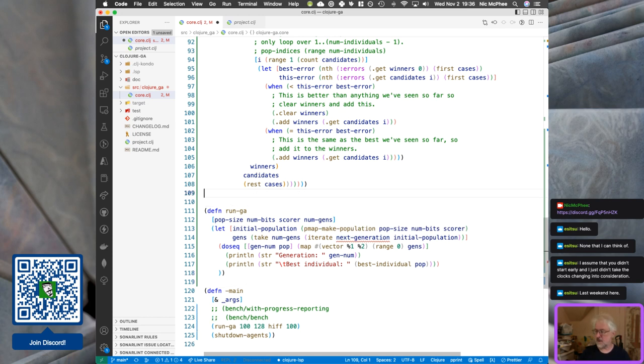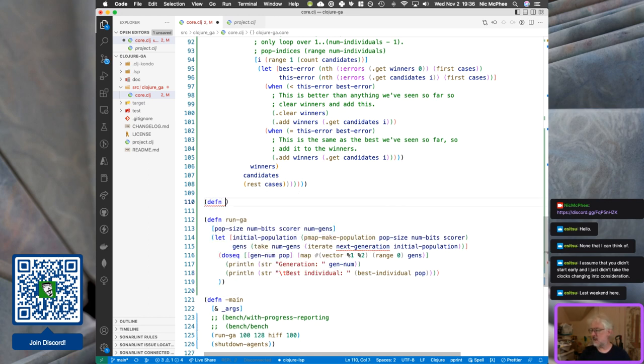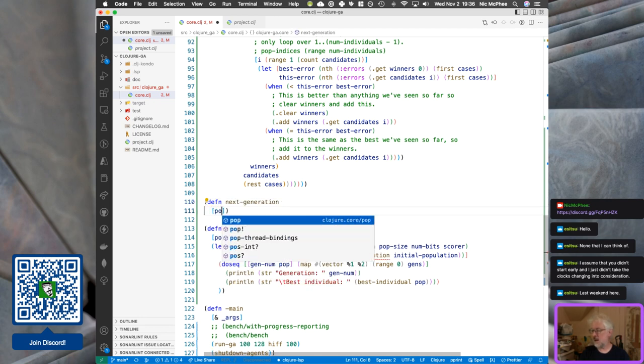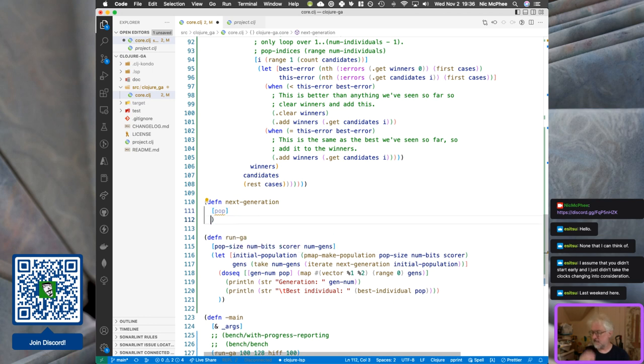So let's write that. Defn next generation. And that's going to take a population.